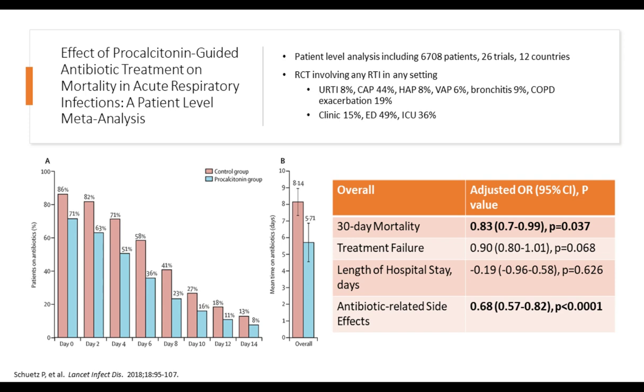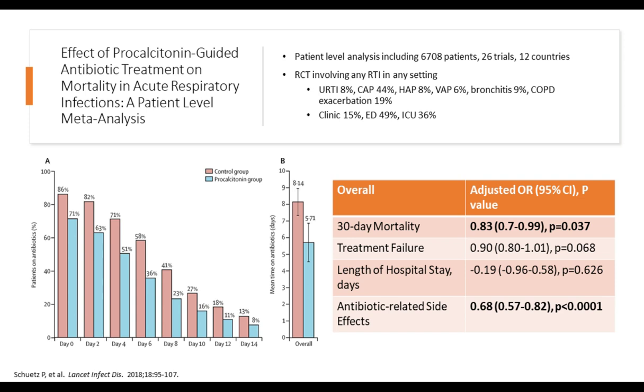And they did a patient-level meta-analysis, which is a little different than a regular meta-analysis, which just takes study outcomes and combines them. In the patient-level meta-analysis, you take the individual patient outcomes, and you combine them into a single study. And so it's a little more robust way of doing it. And what you can see is they were able to decrease antibiotic initiation at each time point and overall antibiotic use by about 2.5 days.